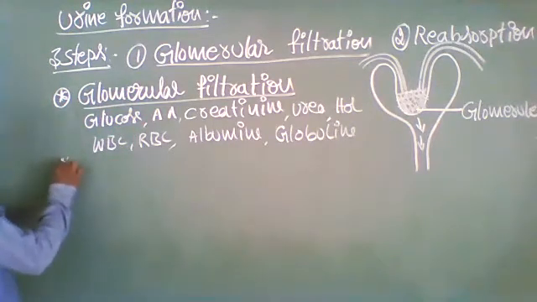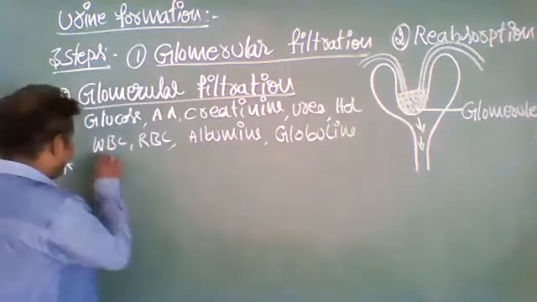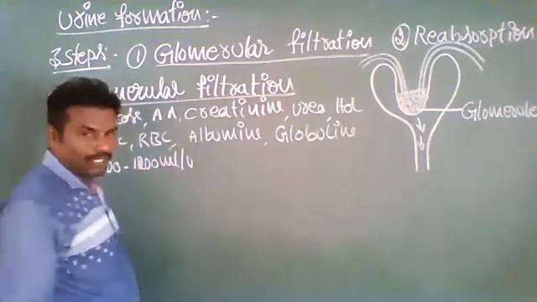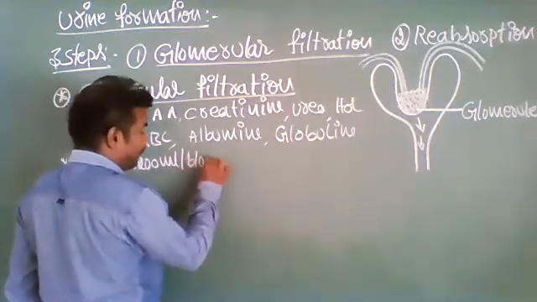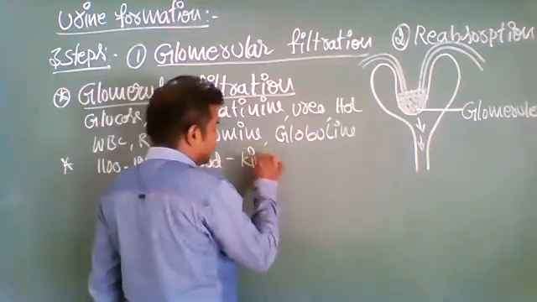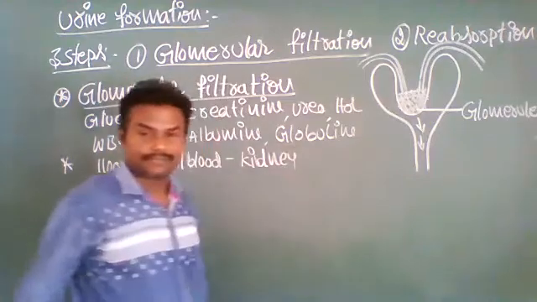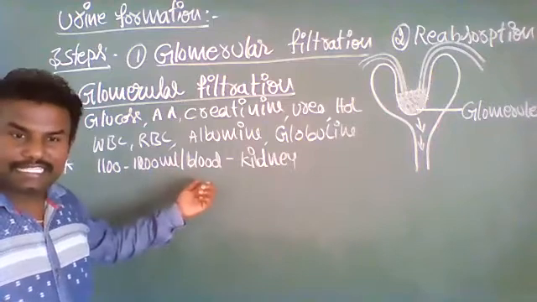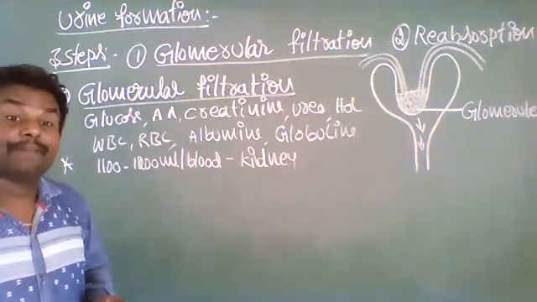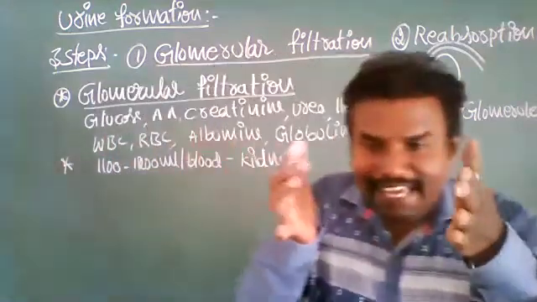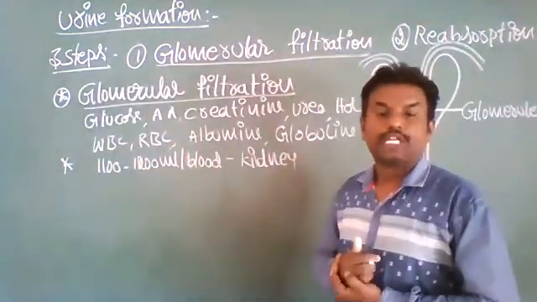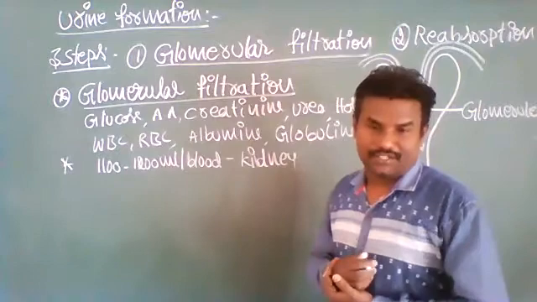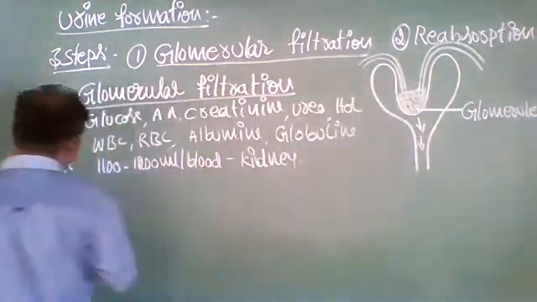On an average, 1100 ml to 1200 ml of blood is filtered by the kidney per minute. On an average, 1100 to 1200 ml of blood is filtered by the kidney per minute. Okay, that's next.